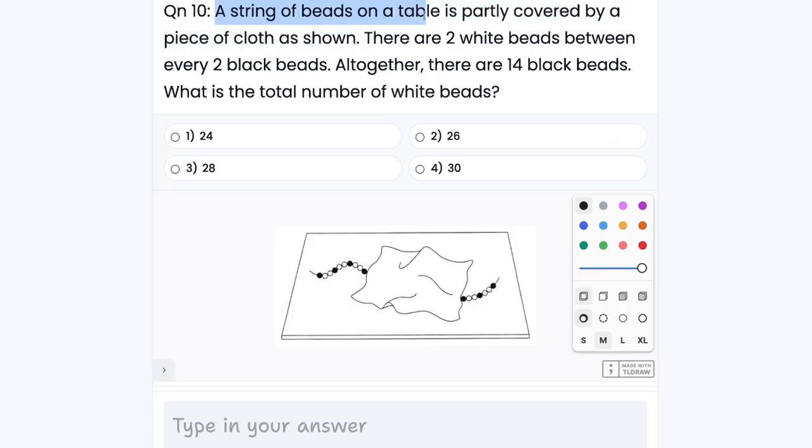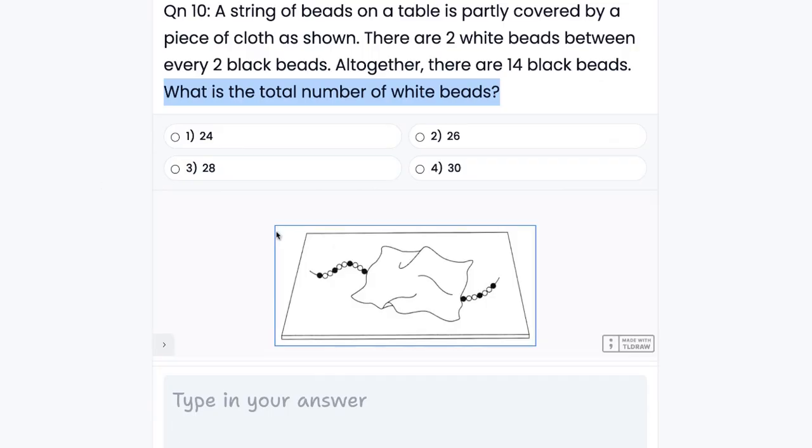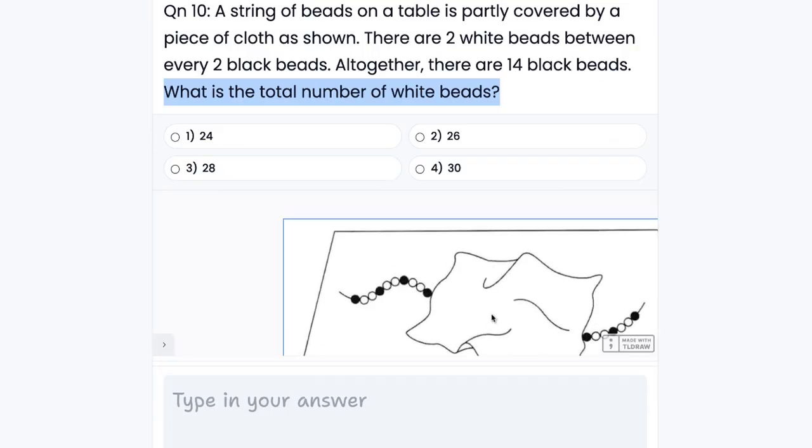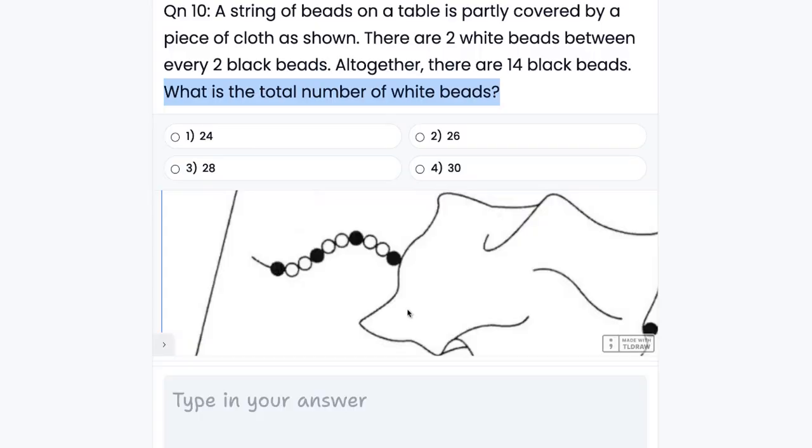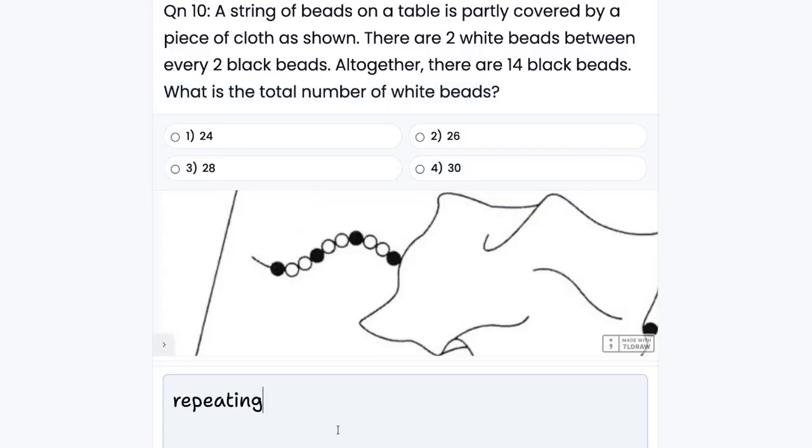A string of beads on the table is partly covered by a piece of cloth as shown. There are 2 white beads between every 2 black beads. Altogether there are 14 black beads. What is the total number of white beads? Let's zoom in. This is a repeating pattern question. If you want to know more about this, you can go to easy1.sg/blog.